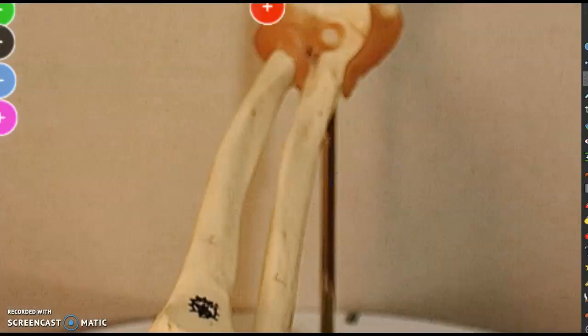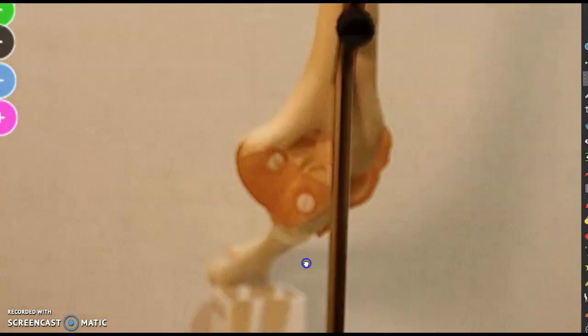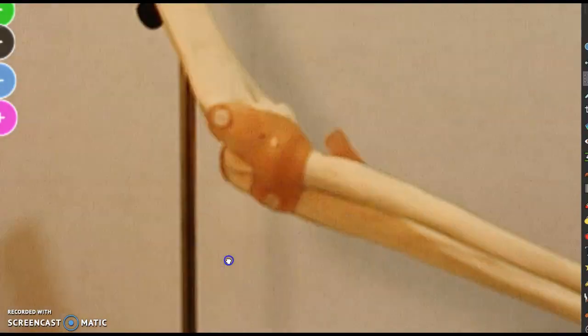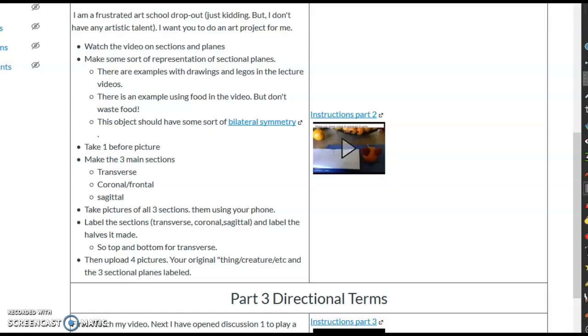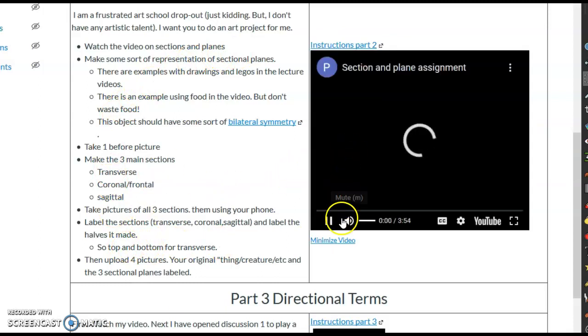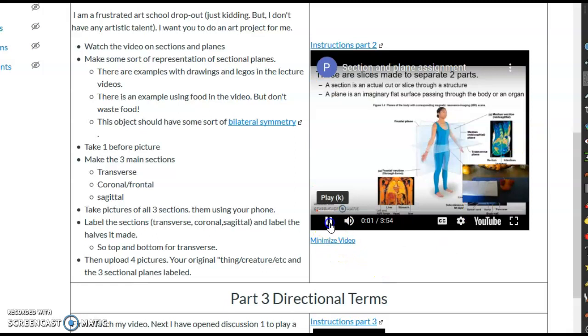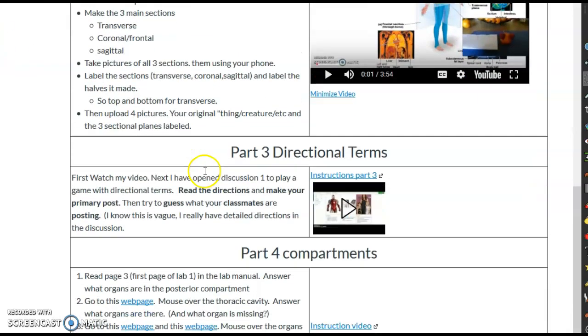So you cannot see this whole picture because it is off full screen on my screen, but I'm not showing you my full screen. Sometimes in the lab, I'll have you do some sort of art project. So again, I have instructions on doing the art project. You click on it, it maximizes the window, and it tells you what to do.